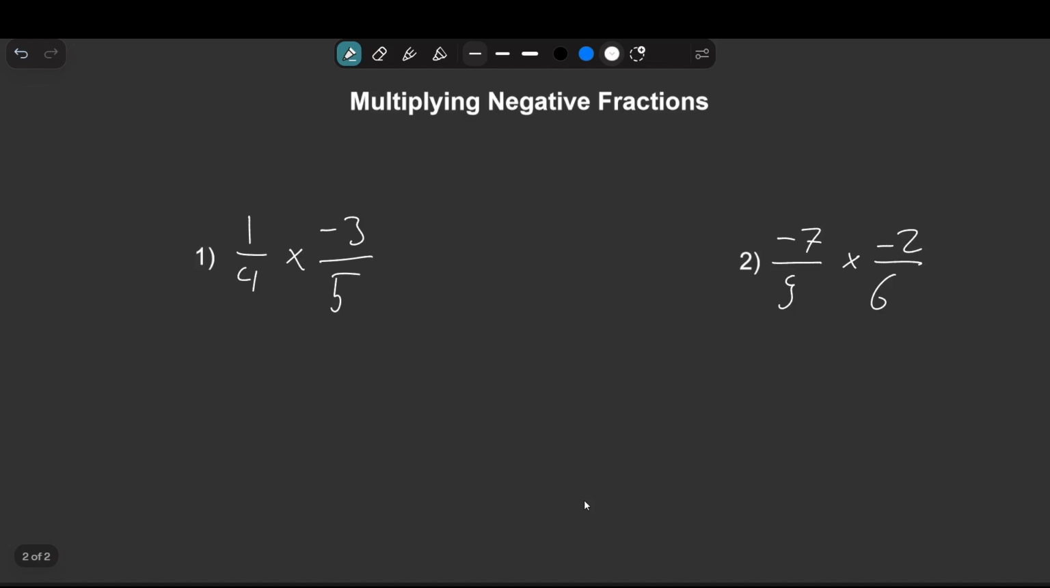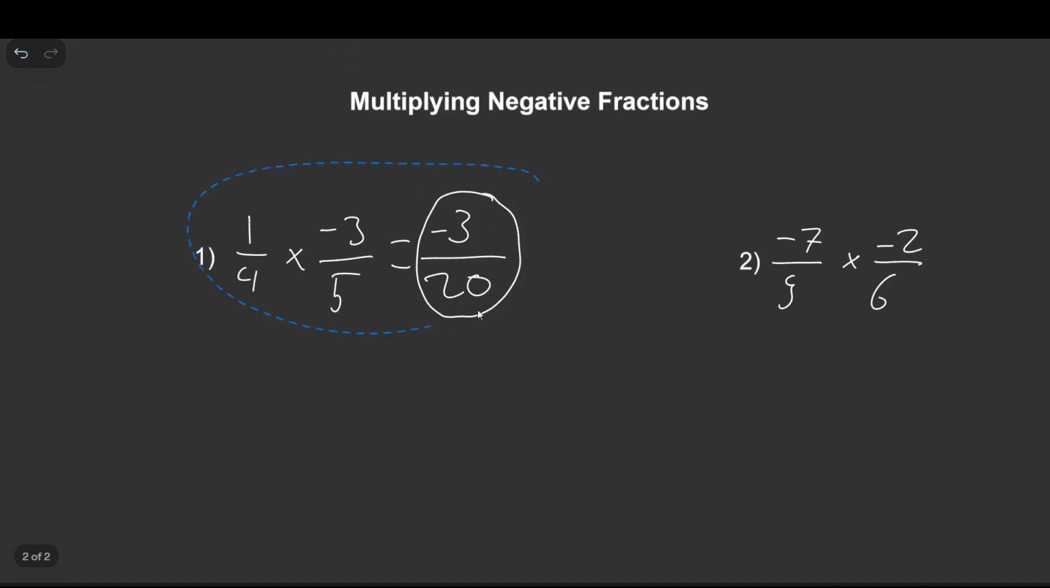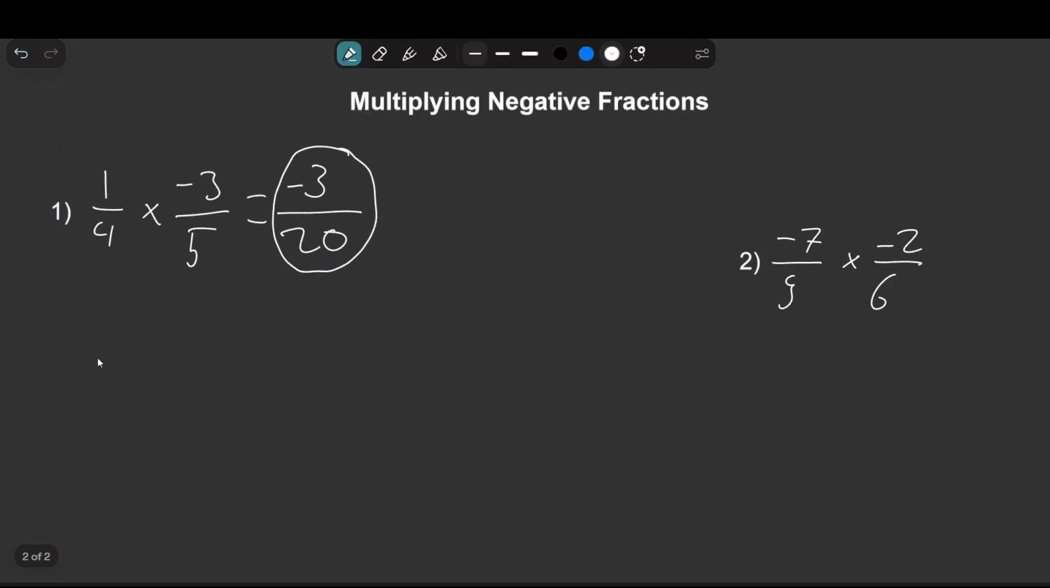Let's jump into our example, starting with number 1, where we have 1/4 times minus 3/5. Again, multiply straight across, so let's multiply our numerators first. We do 1 times minus 3 equals minus 3. Now let's multiply the denominators straight across. 4 times 5 equals 20. This would be our final answer, because we don't have to simplify this one, because it is already in the simplest form.